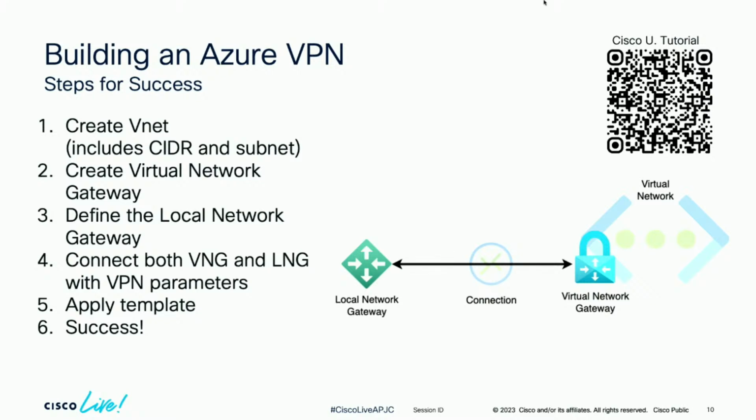But our steps for building this Azure VPN: we create our VNet, which includes our CIDR block, as well as the subnets that we'll be using to create that VPN.